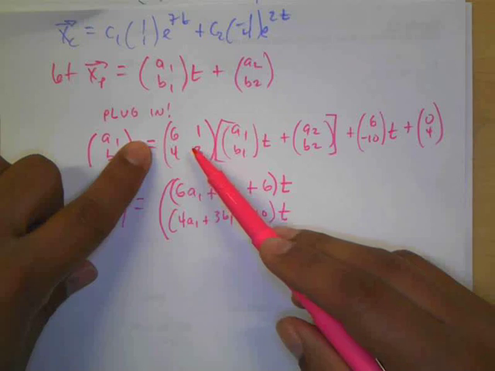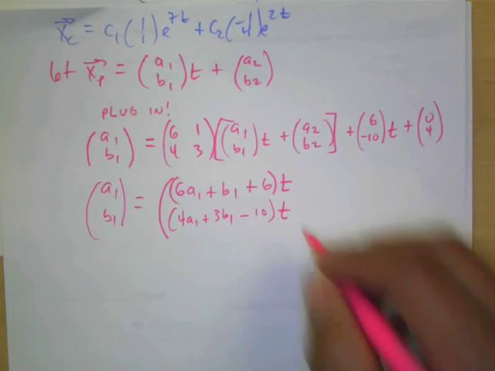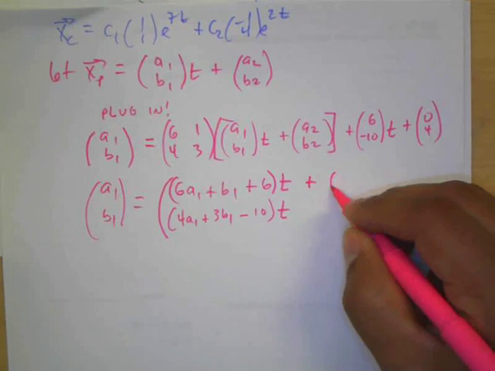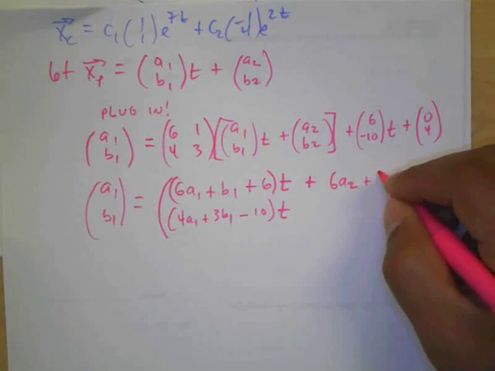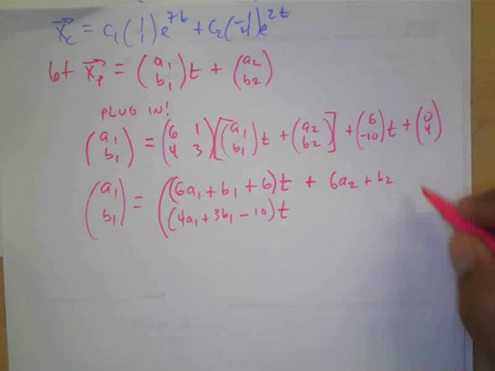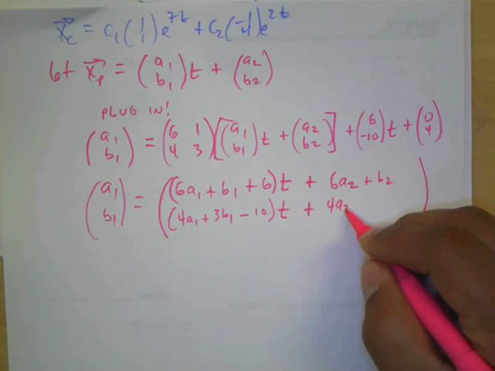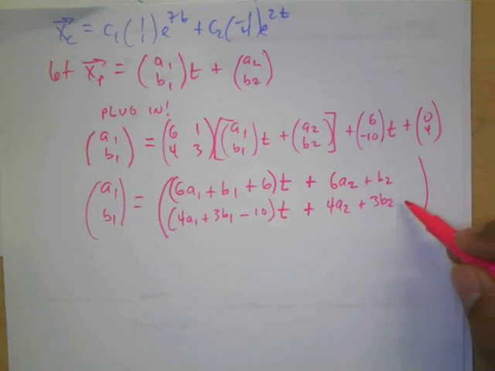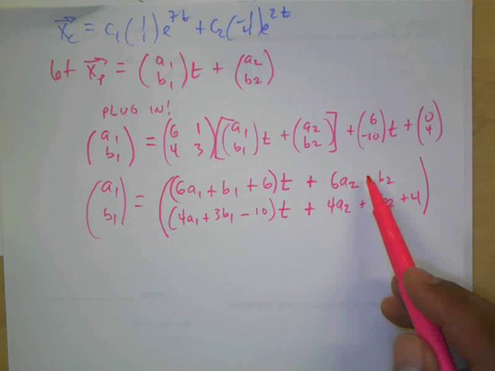And now I'm going to go ahead and do the same thing. Multiply this matrix to this next 2 by 1, which is just the constant matrix. So that'll be 6a2 plus 1b2, and that's just plus 0. And then 4a2 plus 3b2, plus 4. So I have my t term and then my constant term at the end here.